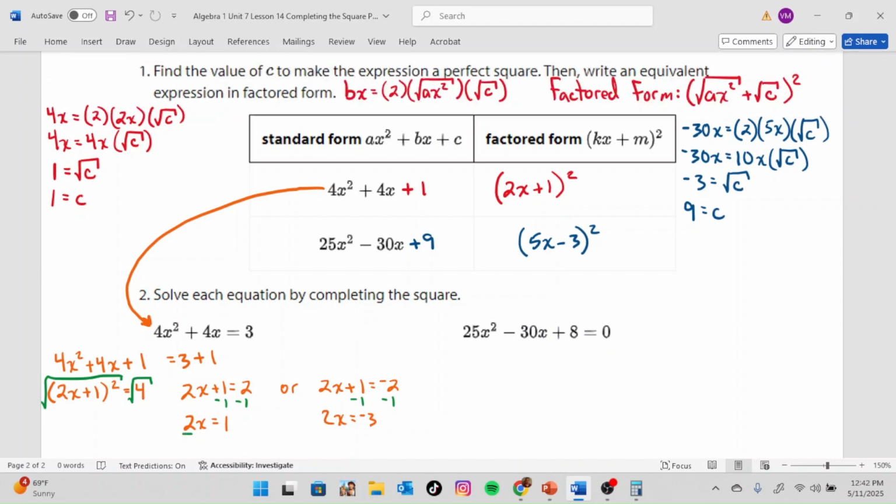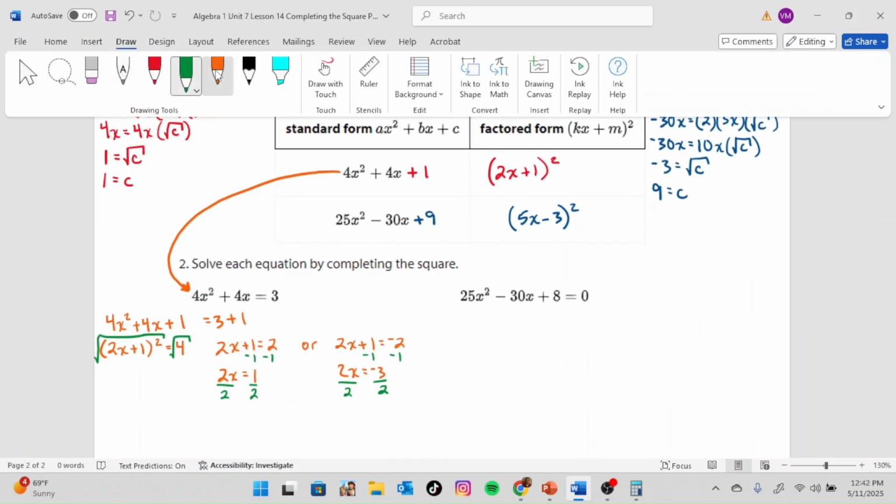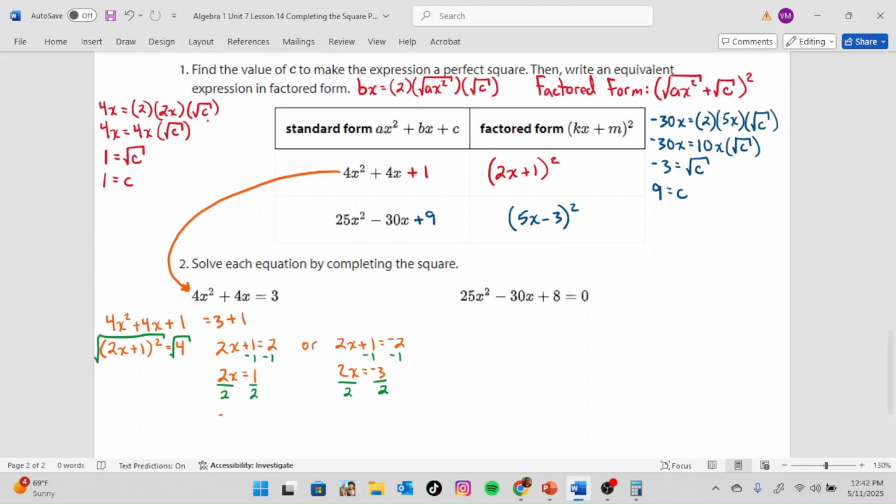The opposite of multiplying by 2 is dividing by 2. So we're going to divide both sides of both equations by 2. And this gives us the final answers. X equals 1/2 and x equals negative 3/2.